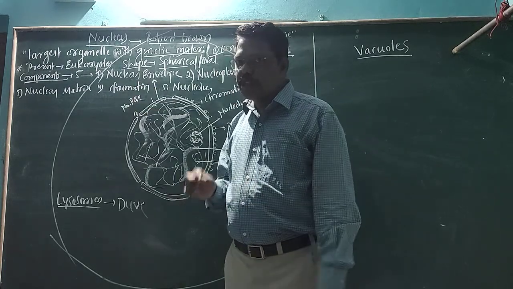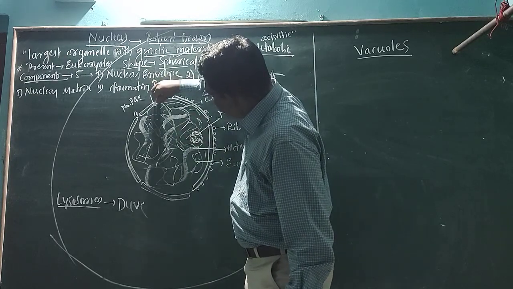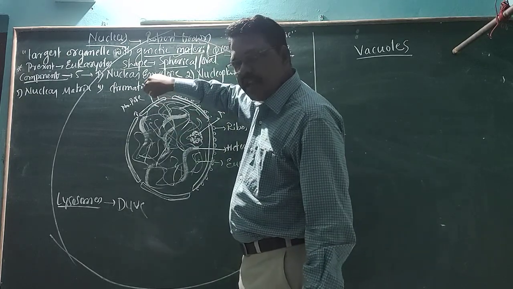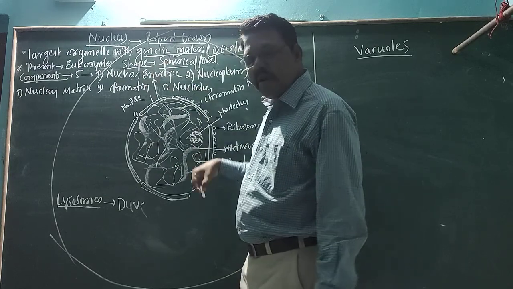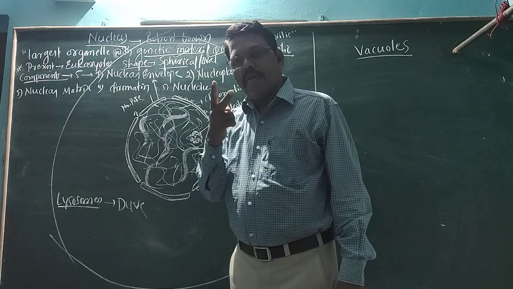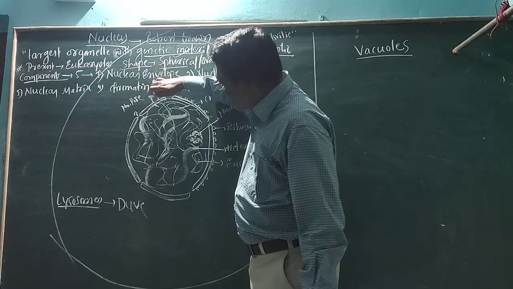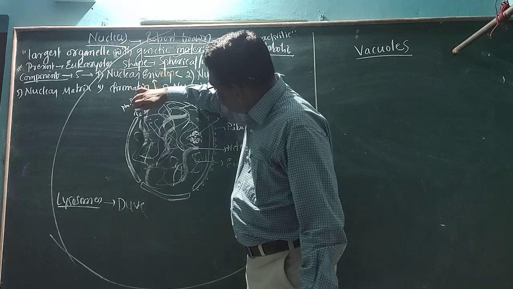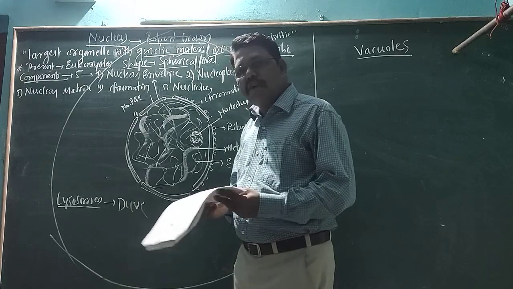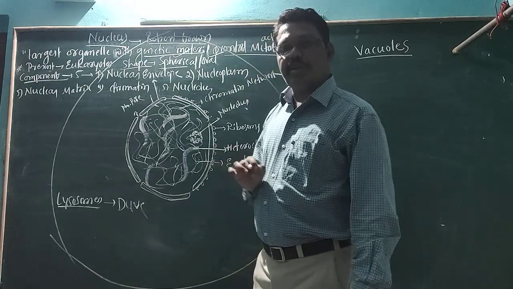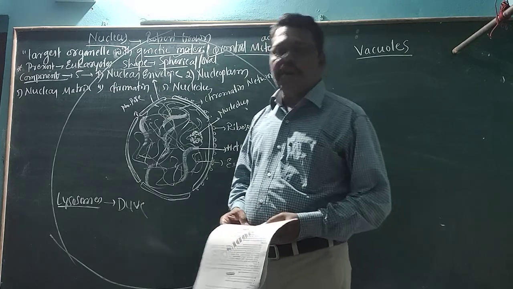Then there is a space between the outer and inner membrane. This one is the outer, this one is the inner. It is present here within the nuclear envelope. The nuclear envelope has two regions, the outer membrane and the inner membrane. In between them there is a space. Very important: that space is called the perinuclear space. It is about 200 to 400 angstrom.